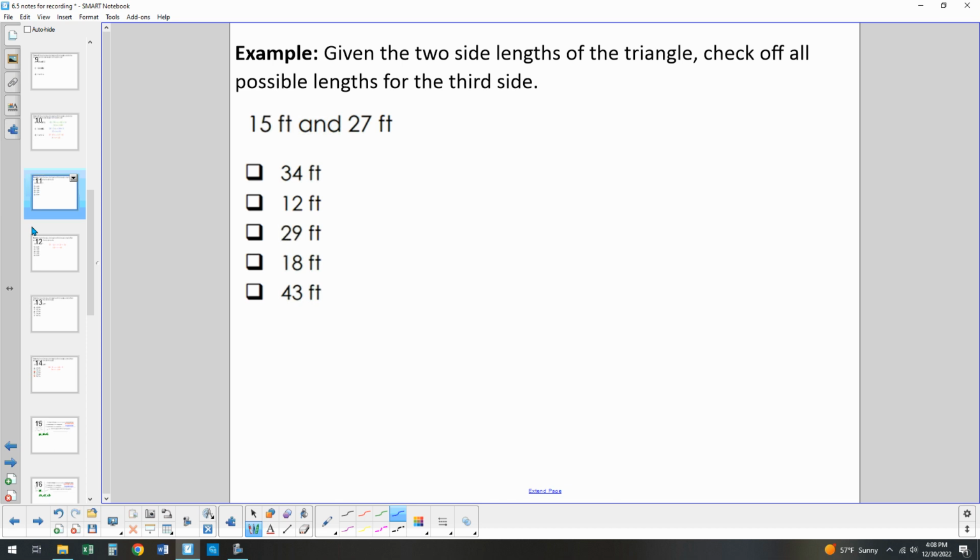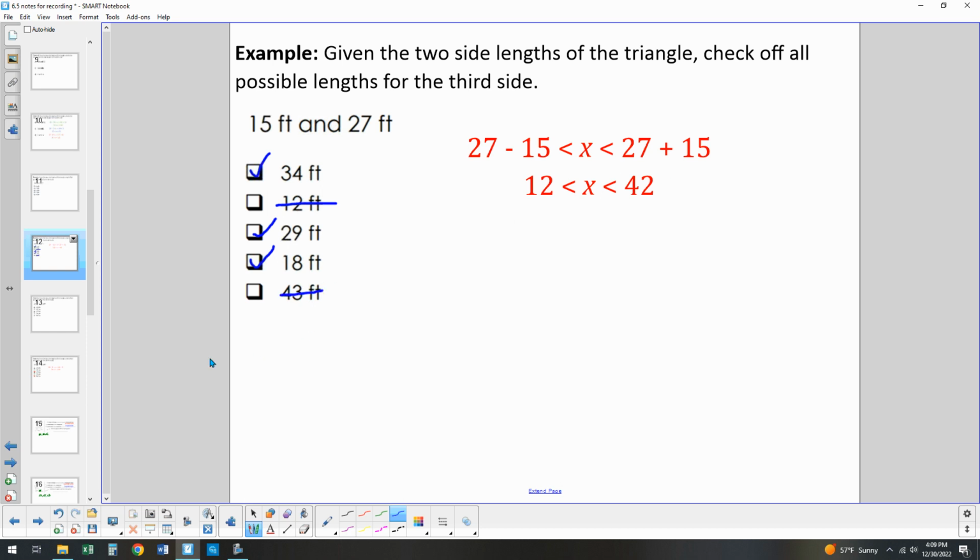In a similar vein, if we were given the two side lengths of the triangle, I want to check off all possible lengths for the third side. So if my numbers are 15 and 27, I would make my inequality, right? Subtract them as 12, add them as 42. So anything bigger than 12 but less than 42 will work. So 34 is between 12 and 42. That'll work. 12 is equal to 12, so that's out. 29 is between 12 and 42. That'll work. 18 is between 12 and 42. That'll work. But 43 is bigger than 42, so that's out.